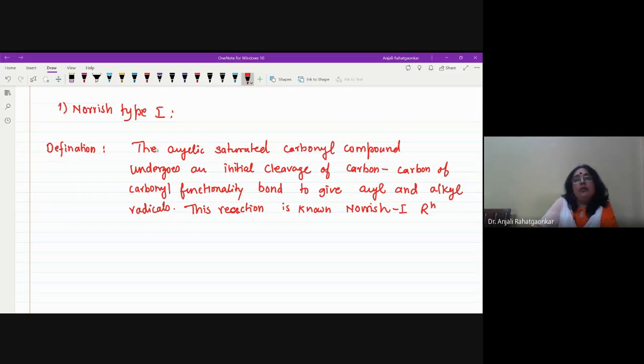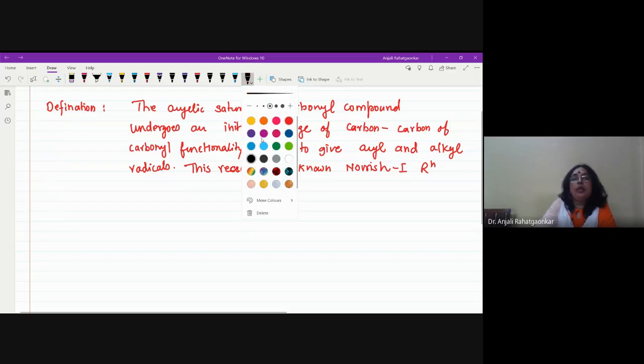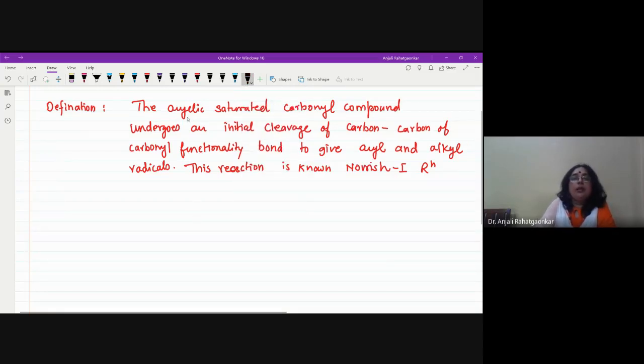Now here, an acyclic saturated carbonyl compound. First we look at a molecule, then we will see how there is a possibility of the cleavage. First, an acyclic saturated carbonyl compound. Let us see which compound. We can take a simple acetone. So first I can put a carbonyl compound over here. Why have we chosen this substrate?